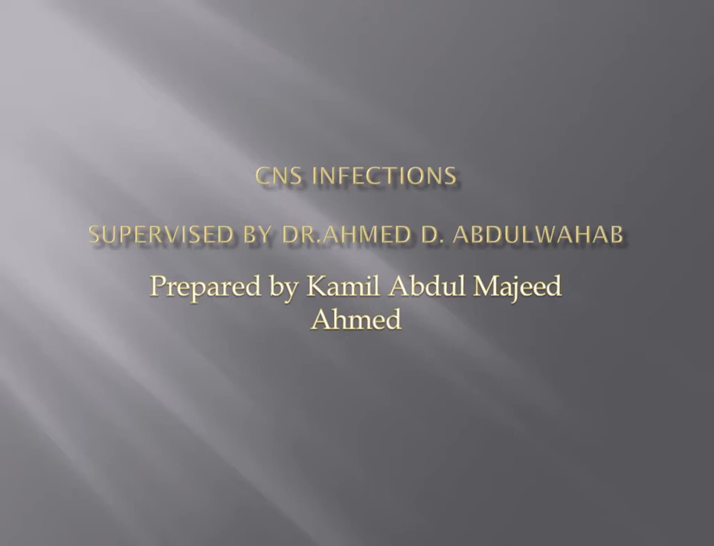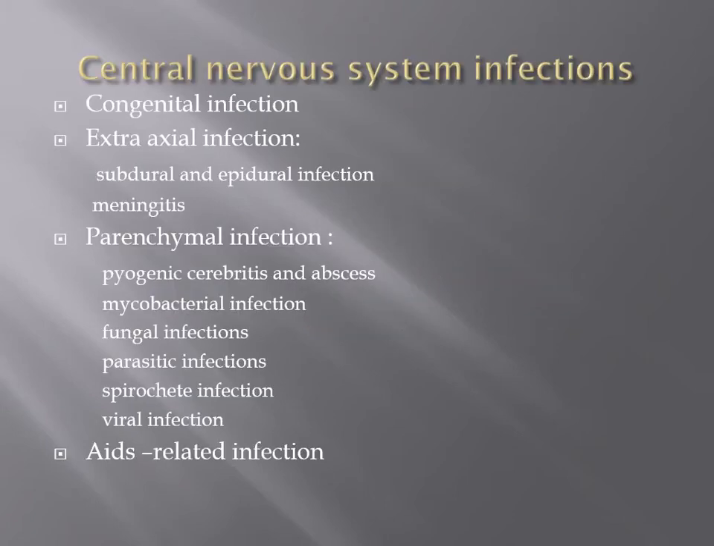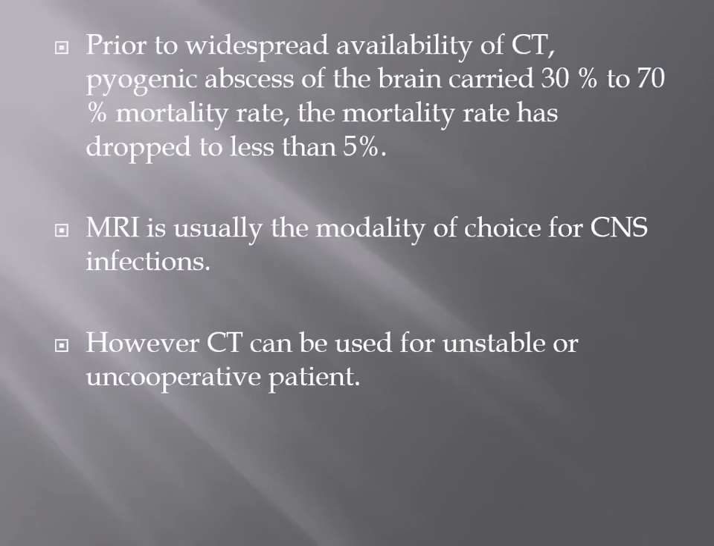Our topic is central nervous system infection. Central nervous system infections are composed of four portions: congenital infection, extraaxial infection, parenchymal infection, and AIDS-related infection. First, congenital infection.